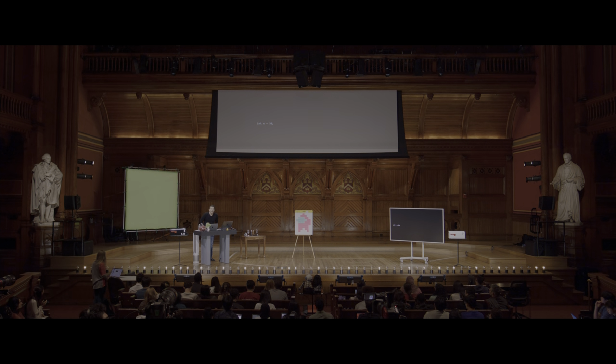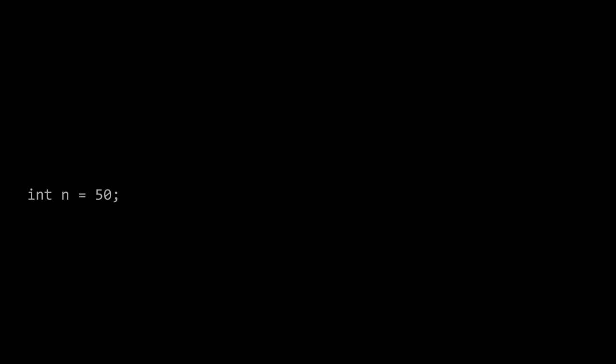So let's now start playing around with this information. So here's a super simple line of code from week one, where I'm just declaring a variable n, and I'm defining it to be the value 50.